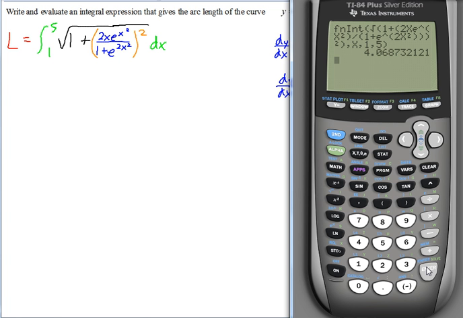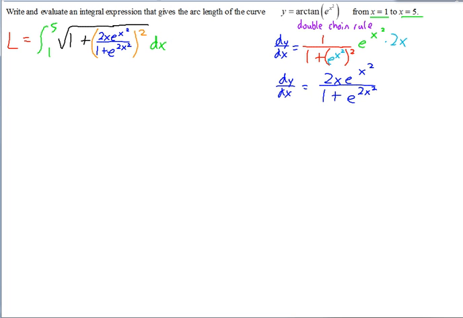And if you didn't put all your parentheses in the right place there, you could get the wrong answer, or it could give you an error if you don't have the same number of open parentheses as you do closed parentheses. So we get 4.068 or 4.069 if you round it. So if you truncate it, it's just 4.068, or if you round it, 4.069. And again, this is just a length, so if you want to, you can put units on this.